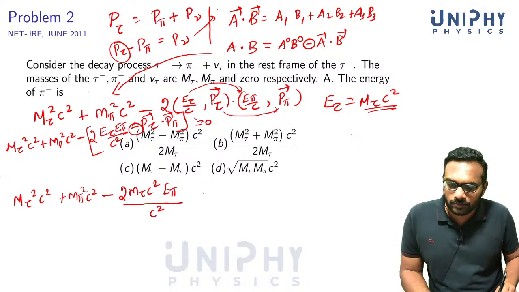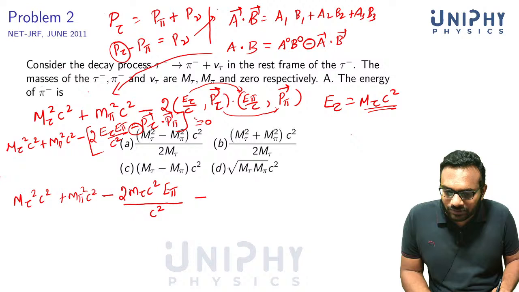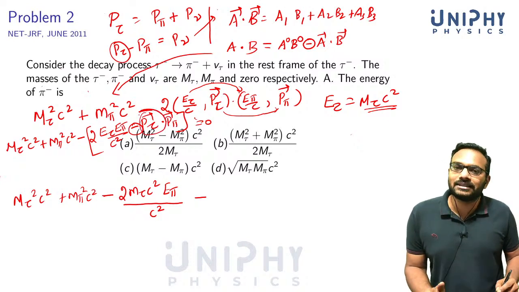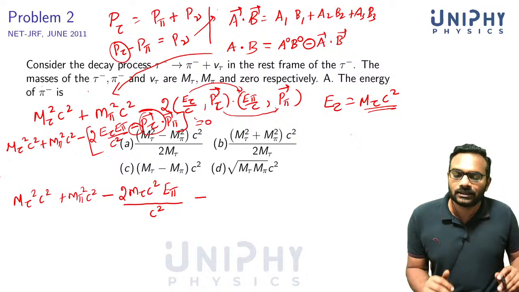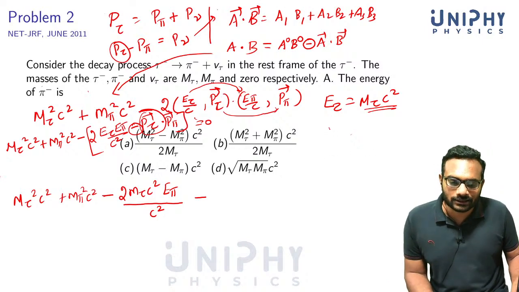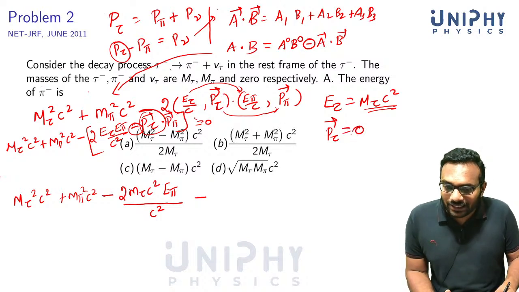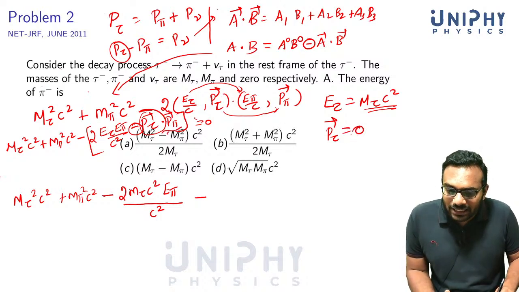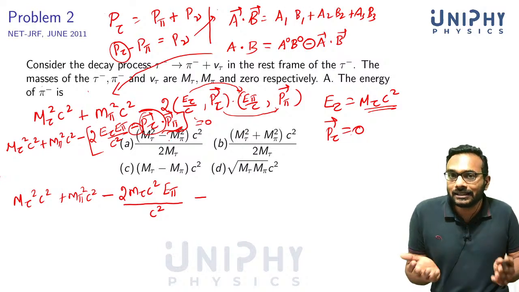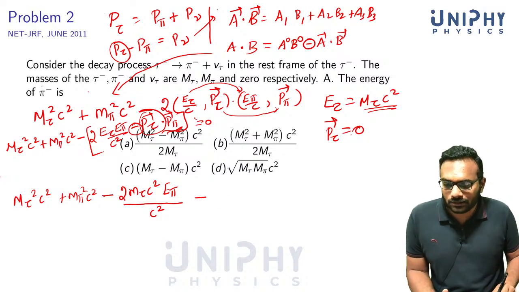c square minus, what is this? We are again making use of the fact that the tau particle is at rest, which means its momentum is 0. So we are making use of the fact that p tau vector is equal to 0. By taking this combination, we have easily eliminated p vector pi in this single equation. So this is equal to 0.